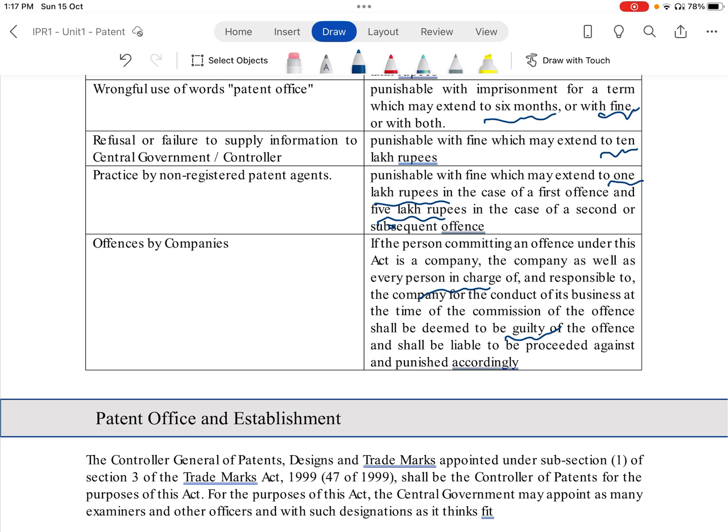Guys, that's all about the proceedings related to patents. We talked about infringement, what reliefs are available against infringement, where to file the cases on infringement, and also the appeal process. And finally, we saw what all the offenses under this Act are, and what the fines and penalties are under this Intellectual Property Rights Act. That's it as of now.